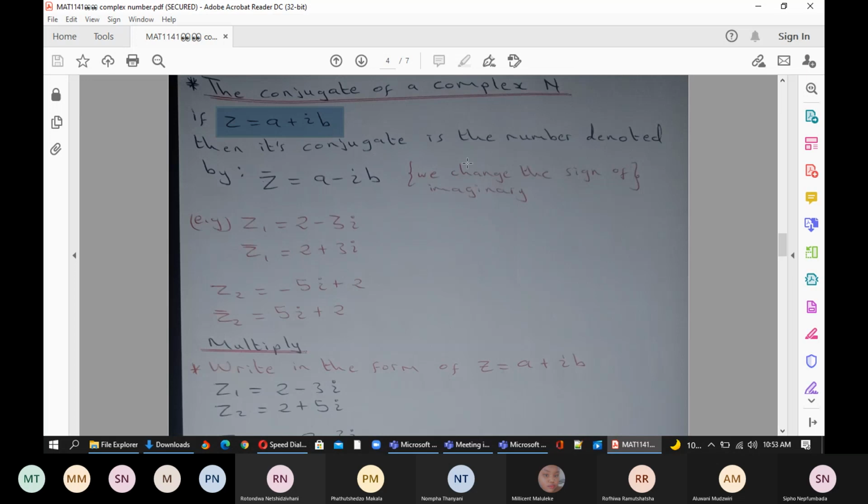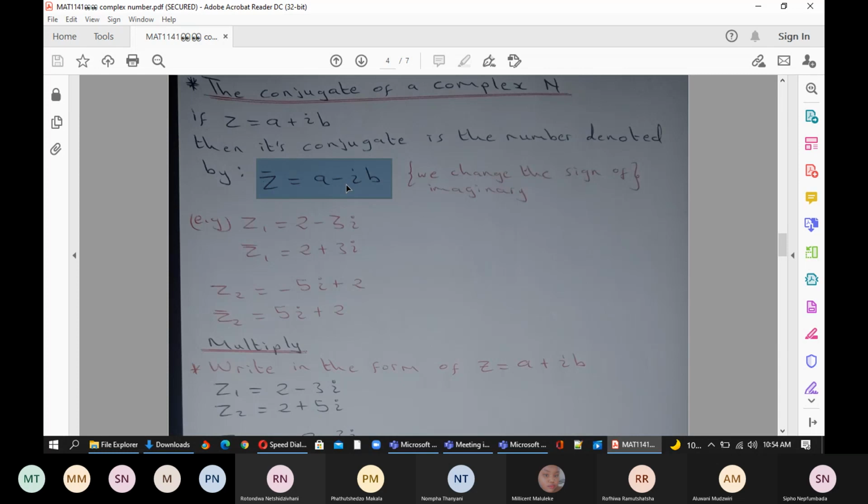So then, its conjugate is the number denoted by z bar. The conjugate of a complex number is this one. If you check the difference between this one and that one, you can see that where there is an imaginary part, we have changed the sign. Are we still together? We only change the sign of the imaginary part. You have to take note. We always change the sign of the imaginary part to get the conjugate. Are we still together? Not Colgate, conjugate.